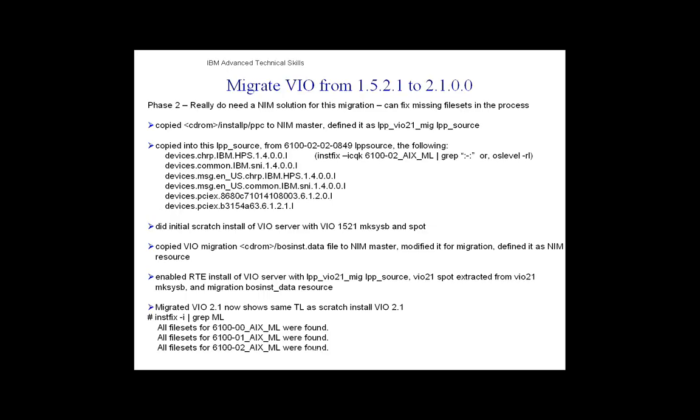So I had my LPP source, and I went ahead and started off. I did a scratch install of a VIO server at VIO 1.5.2.1. Copied the bosinst.data file onto the NIM master from the VIO migration media. And I went ahead and enabled the RTE install of the VIO server with that migration LPP source, with the bosinst.data file, and a VIO 2.1 SPOT that I extracted from a VIO 2.1 mksysb. In the end, I got a migrated VIO 2.1, now showing the same technology level as the scratch install VIO 2.1.